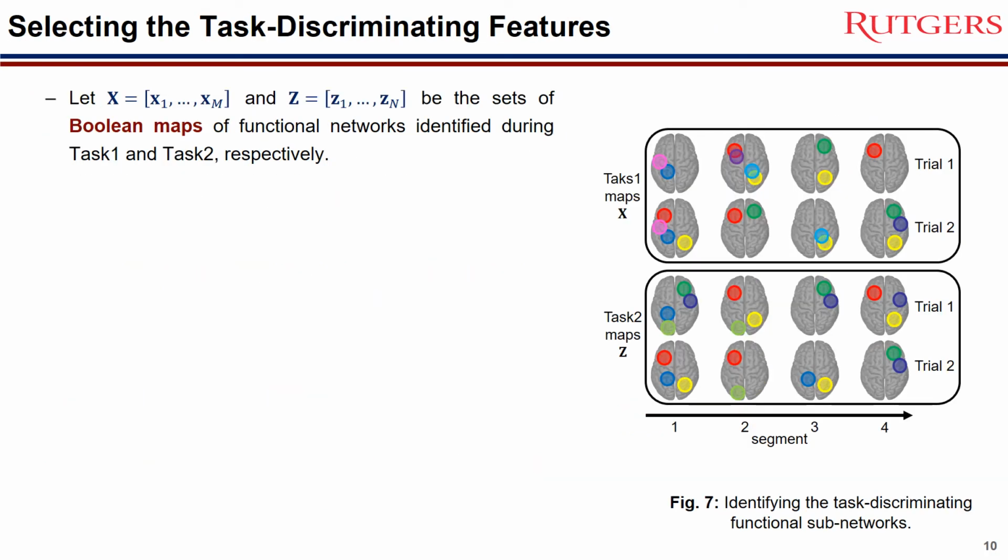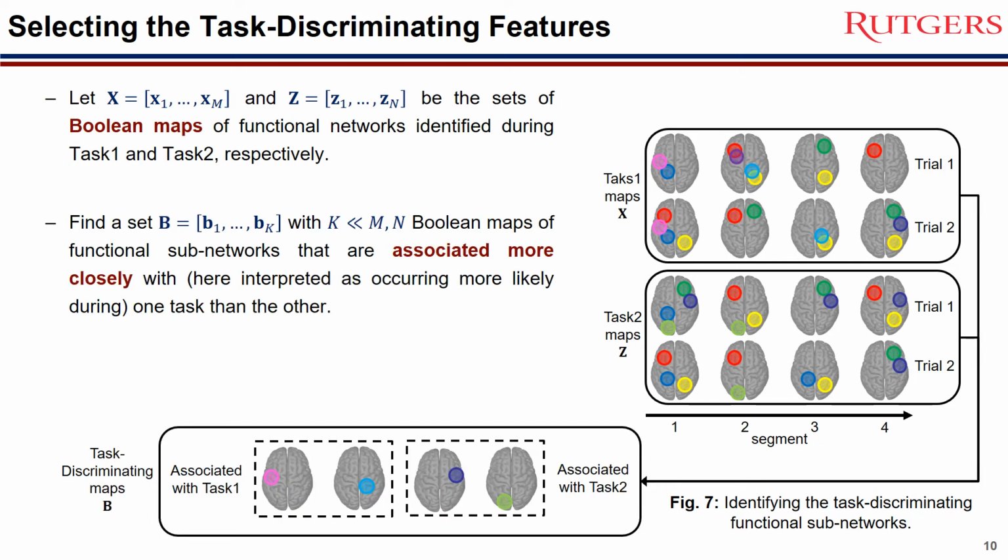Selecting the task-discriminating features. Let X and Z be the sets of Boolean maps of functional networks identified during Task 1 and Task 2 respectively. Find a small set B of Boolean maps of functional subnetworks that are associated more closely with, here interpreted as occurring more likely during, one task than the other.